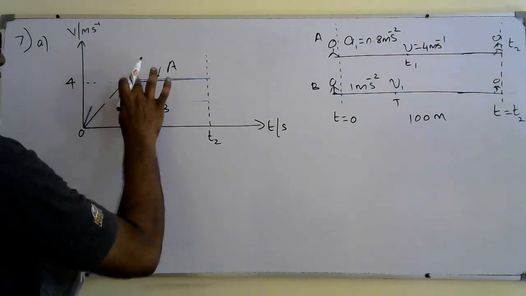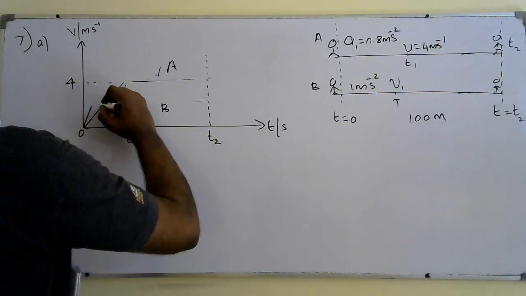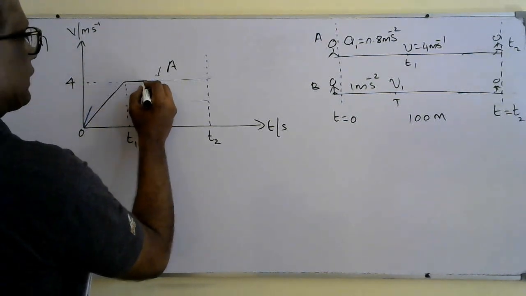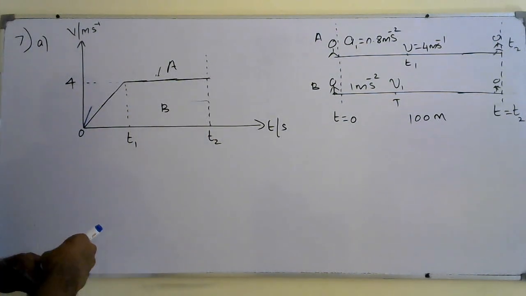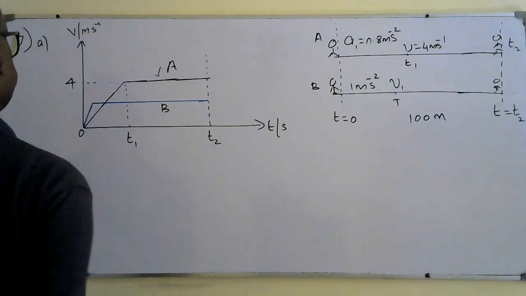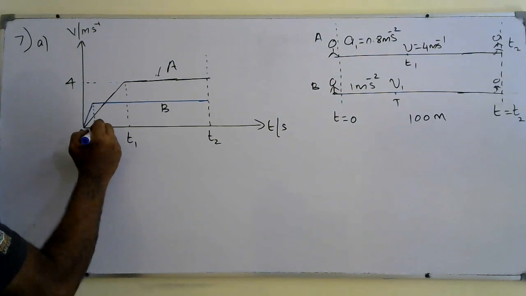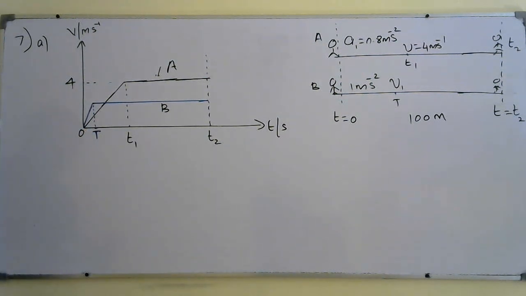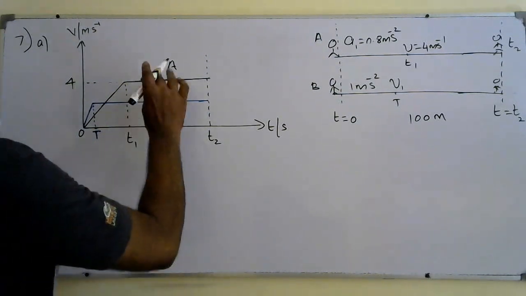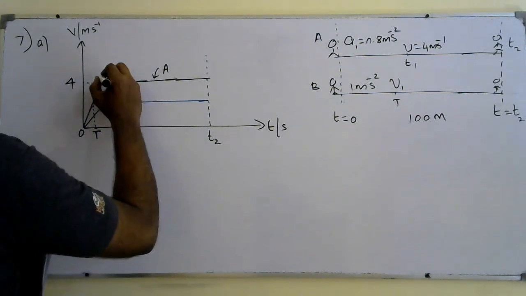So the graph for Beth should have a lower velocity, because both are reaching the final point at the same time and traveling the same distance, which means the area under the graph must be the same. So for Beth, I should stop here and it goes this way. Now both will have the same velocity. This time is capital T. Okay, so this is the graph we should draw. This is for Ajaz, that is A. This is for Beth, I name it B.